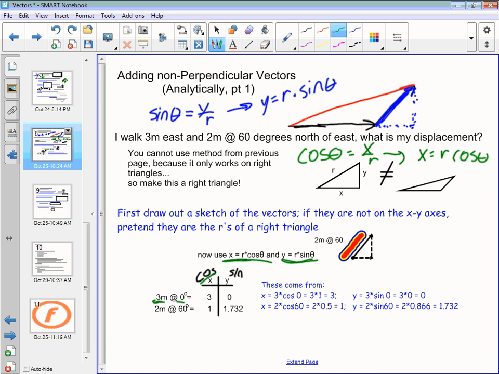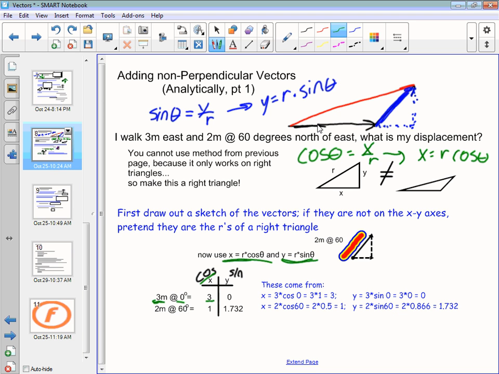Tap, tap, tap, please. What do I get? 3. You say, why did I even have to do that? I knew 3 meters at 0 degrees is just going to be 3 on the x-axis, right? Yeah, but I'm showing you this is always going to work. This way you don't have to remember a whole bunch of different rules. You just say, this is my old reliable rule.